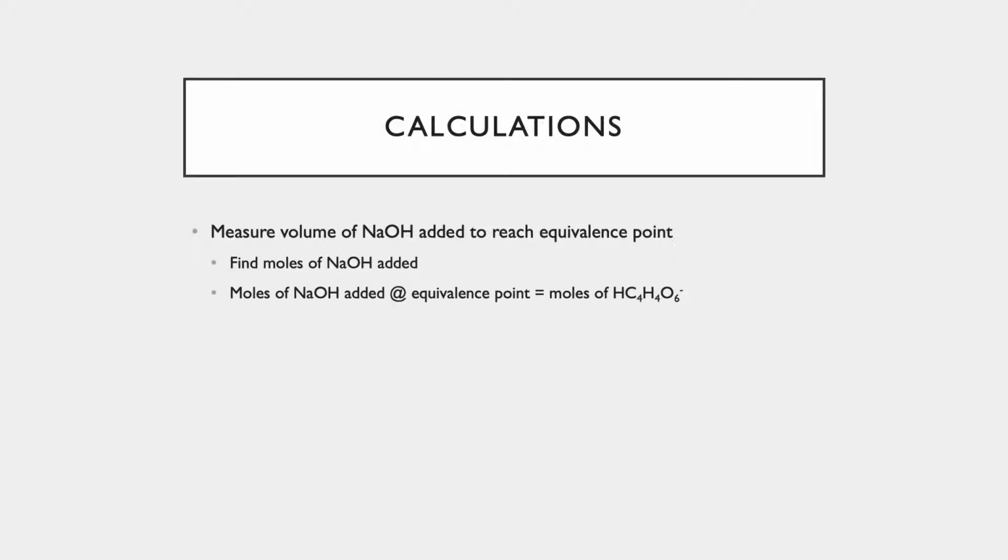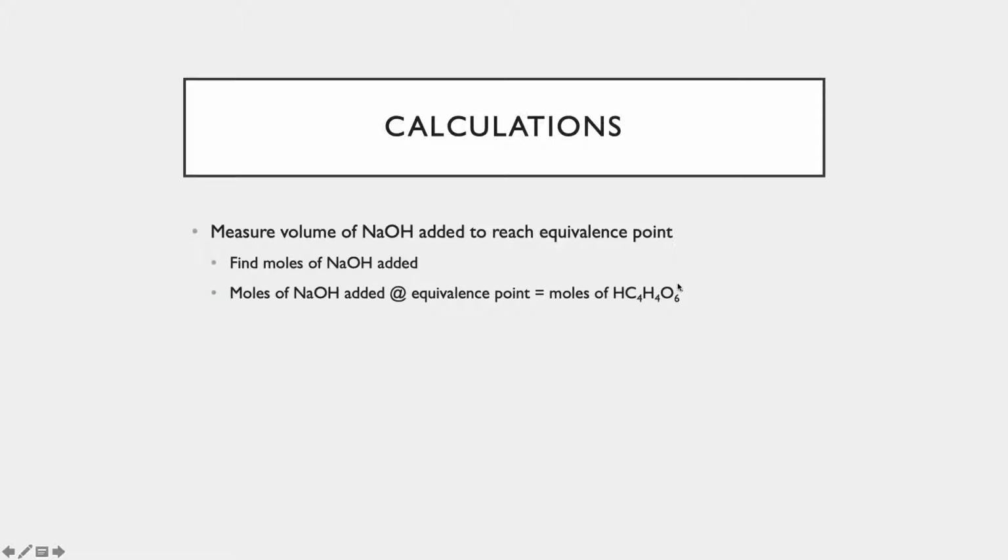And so if we have a concentration and a volume, we should be able to find the moles of our sodium hydroxide. And if we know the moles of sodium hydroxide, if we're at what we call the equivalence point, that's what we're looking for, that really pale pink color should be right about the equivalence point, then we also know how many moles of our acid, the hydrogen tartrate, must have been in our original solution.